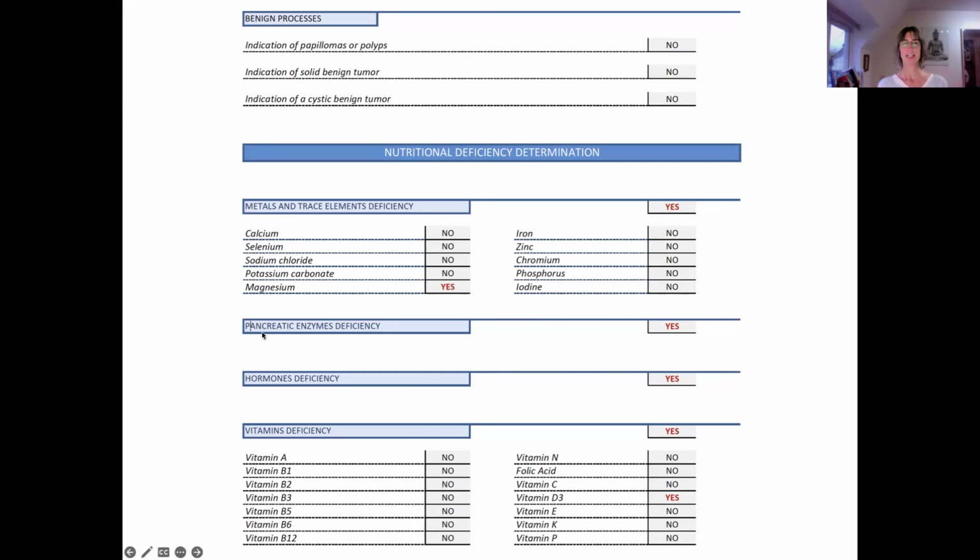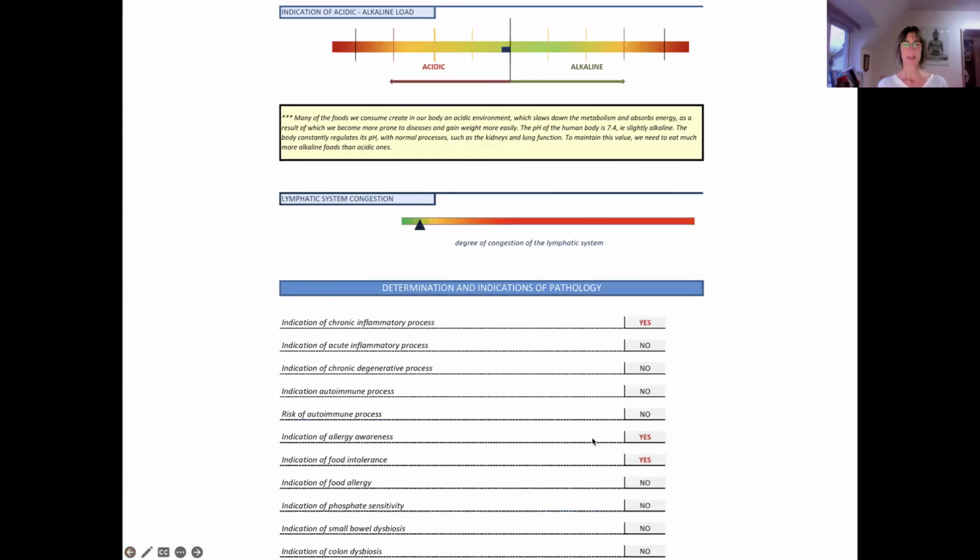Now, this is interesting here, pancreatic enzymes deficiency. Now, this corresponds with here on the test where it says there's an indication of a food intolerance.